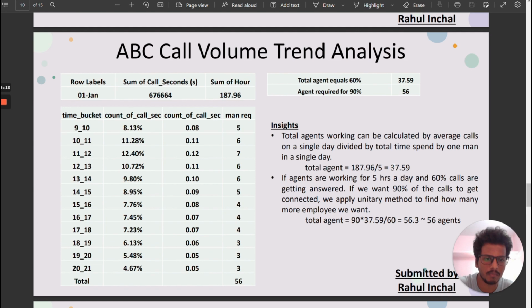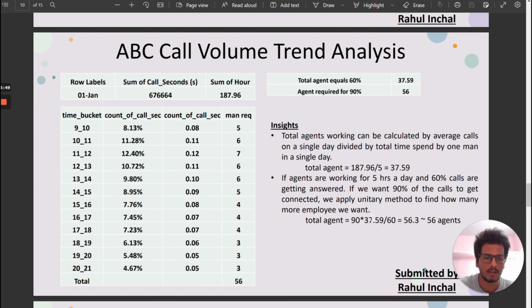But yet I've taken this into consideration, because what we want is the final value as a whole number. Fine. So if agents are working for 5 hours a day and 60% of calls are getting answered, I'll repeat it again, that is the previous thing that was happening, and if we want 90% of the calls to get connected, we apply the unitary method, like in the 9th class we have studied, right?